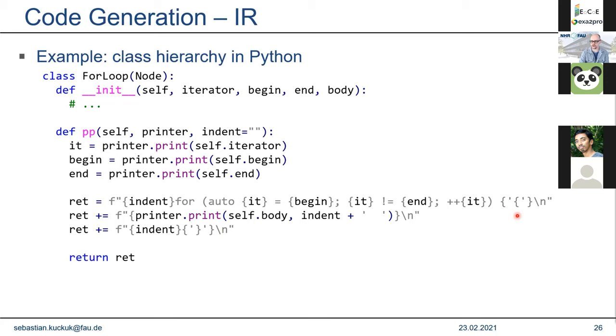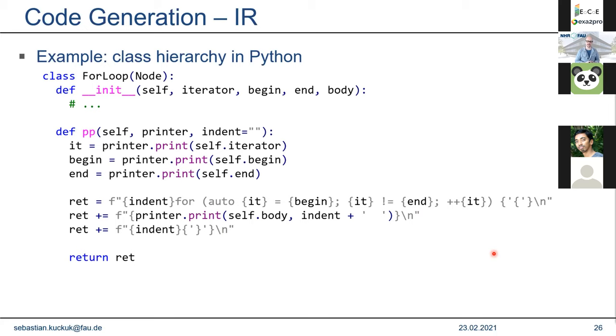Of course, you could introduce more abstractions here. So you could say, okay, this I encapsulate in a comparison node, this I encapsulate in a pre-increment node, and so on and so on. But in the end, this will really still look more or less like this.